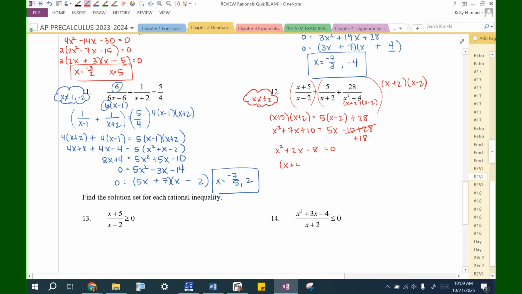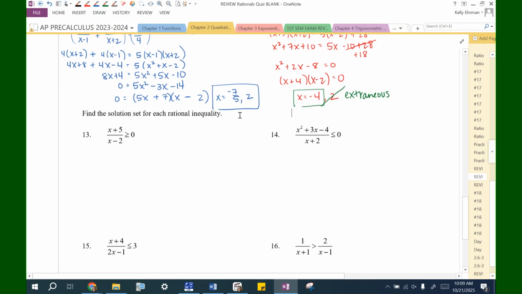That's an easy factoring. x plus 4, x minus 2. x equals negative 4 and 2. Here's one where we finally say, but x can't equal 2 because it's extraneous. Okay, so negative 4 was the only solution.